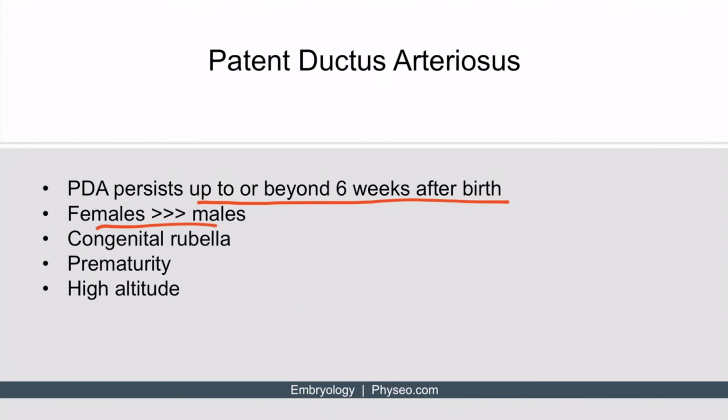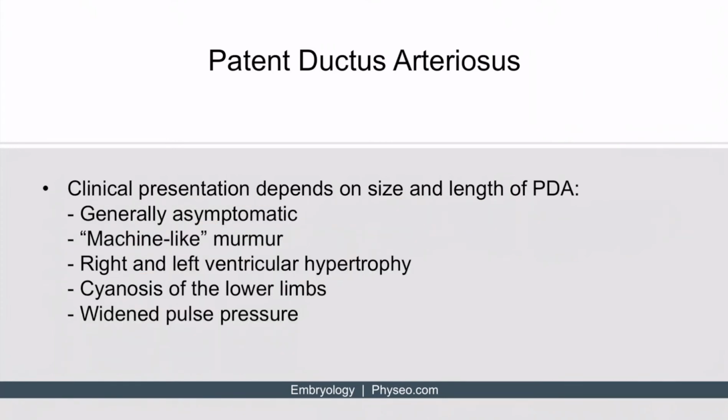It's associated with congenital rubella and prematurity. Additionally, studies show that babies born at high altitudes are found to have a higher incidence of PDA than those born at sea level. Similar to the other left to right shunts we've discussed, PDA has a range of clinical manifestations, which largely depends on the size and length of the PDA.